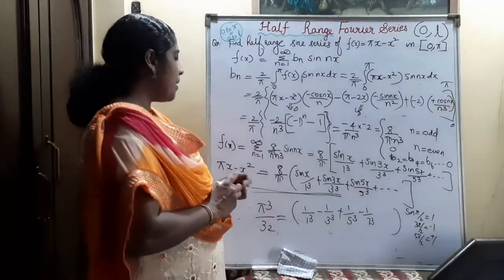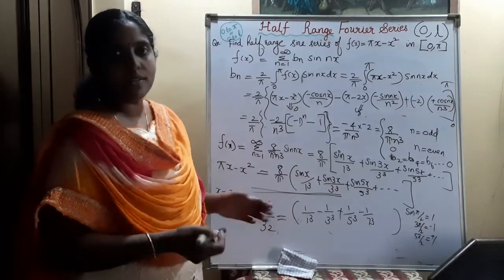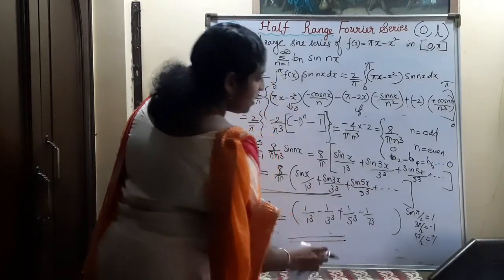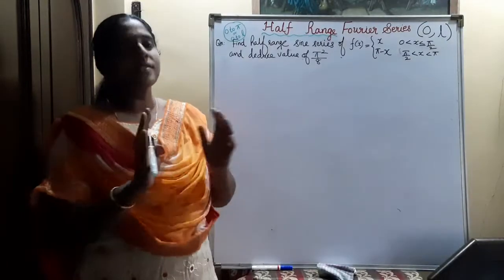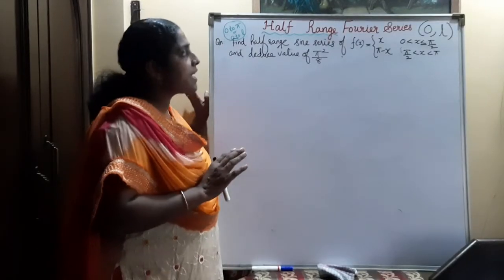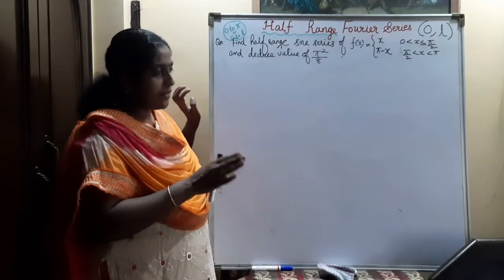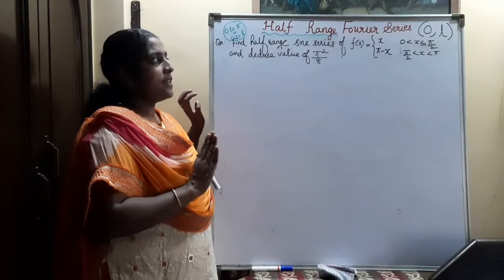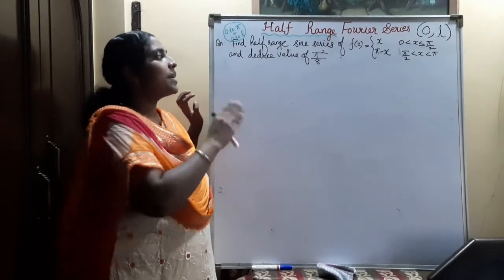For sine we can apply pi by 2; if cos is given, we can apply 0 or pi. Now we can do one more question, with a discontinuous function. Find the half range sine series of f of x equal to x if x is between 0 and pi by 2, and pi minus x if x is from pi by 2 to pi. The given function is not continuous, and from that we deduce the value of something.